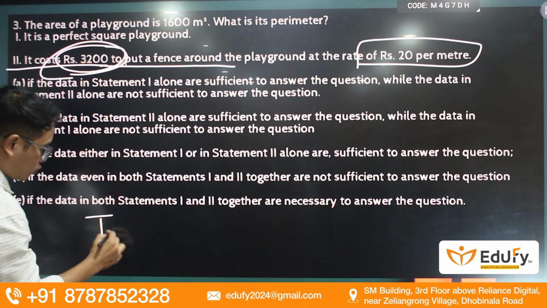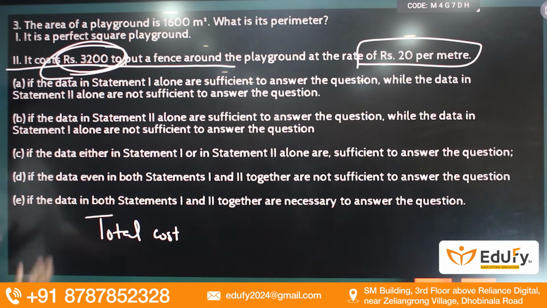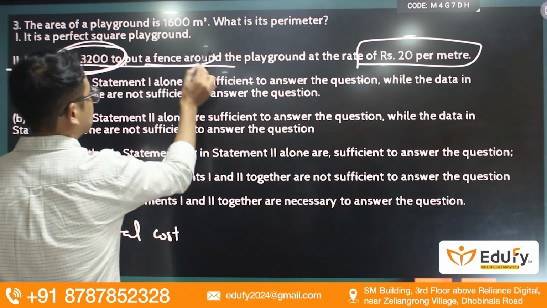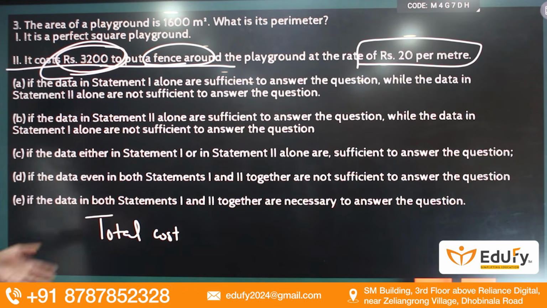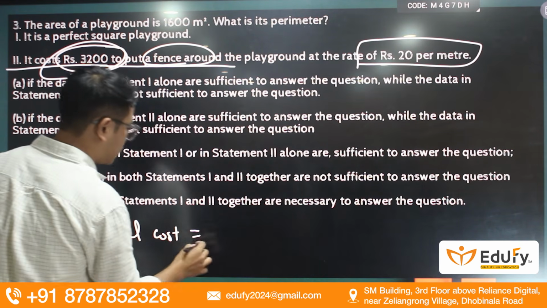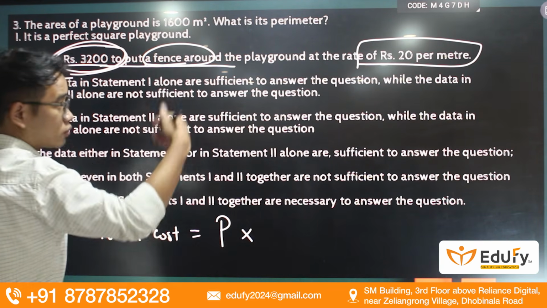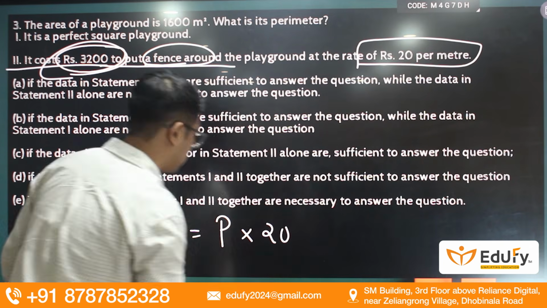When we are trying to find the total cost of any fence, since it's fencing, that means it's perimeter, obviously. If they ask me about cultivating or something, then it will be area. Since they said to put a fence, that means we put a fence on the boundary, which is your perimeter only. So when we try to find the total cost, since we're putting a fence, it will be perimeter multiplied by your cost per meter, which is 20.